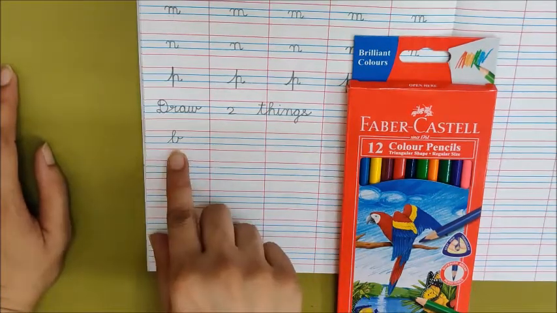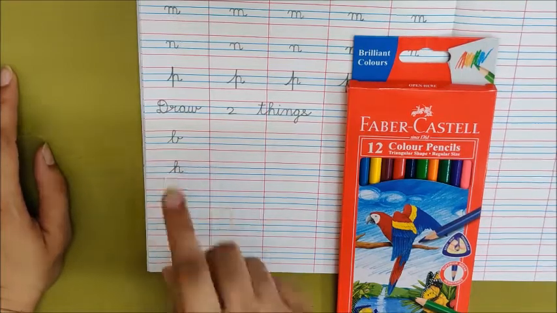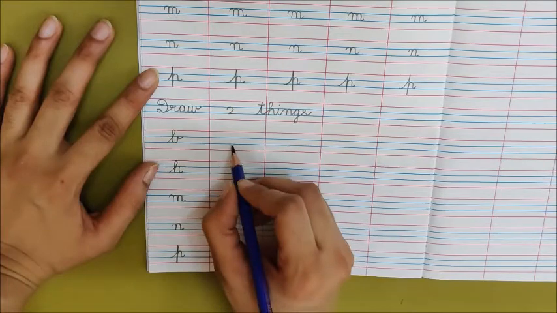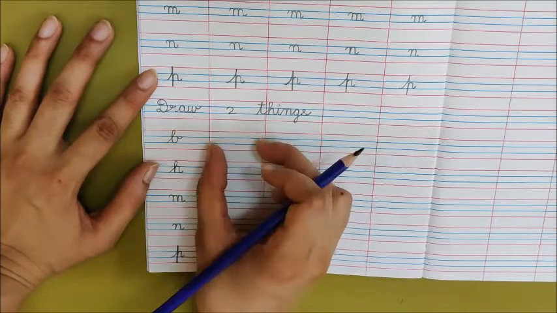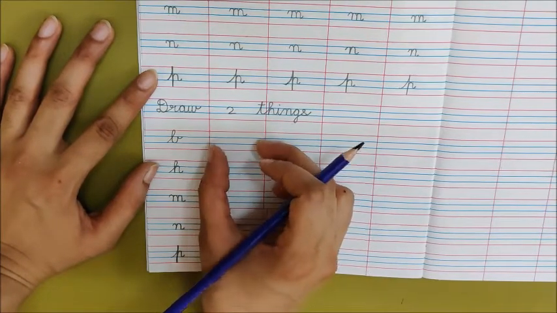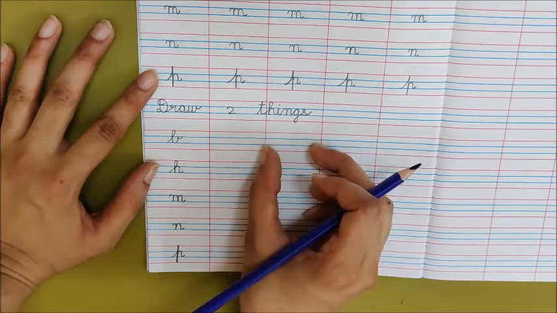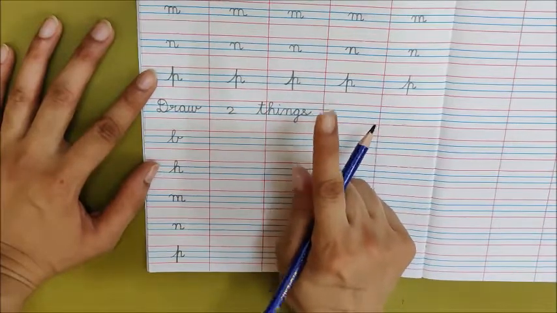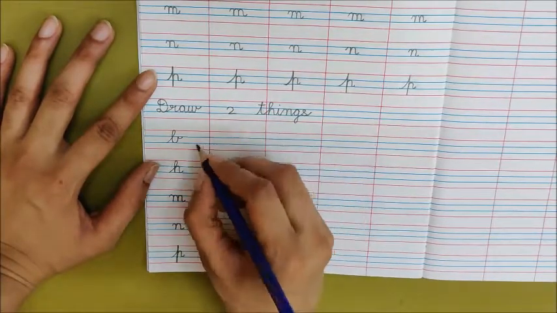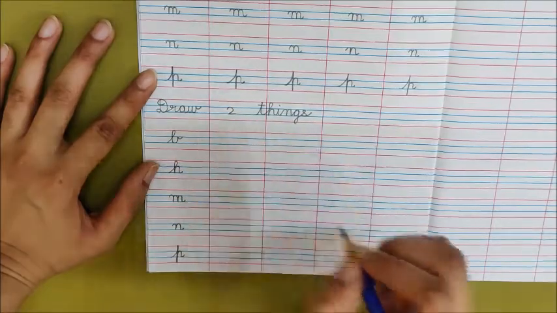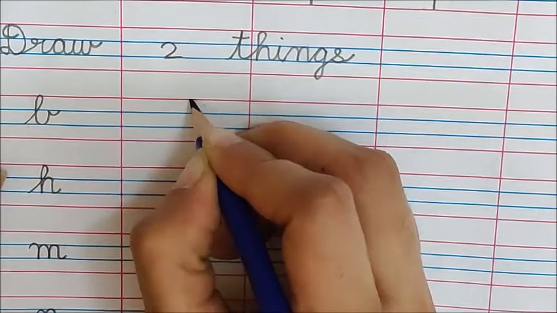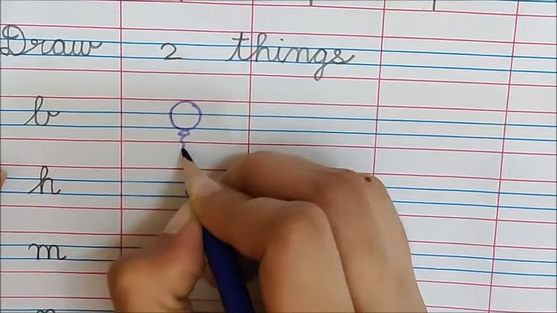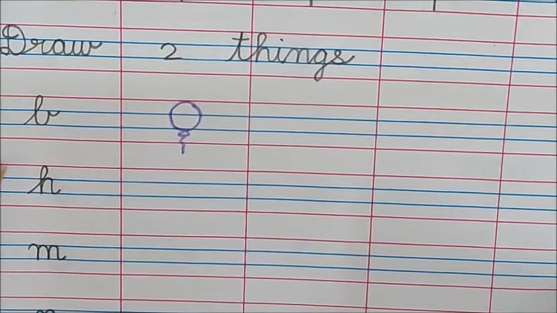Our first letter is B. So for B, I will make two things. For B children, in the next box. In this box, I will draw only one picture. In the next box, I will draw my second picture. Okay? So one picture in one box. So in the first box, for letter B, I am drawing a balloon children. I am drawing a balloon. See, I have drawn a balloon.